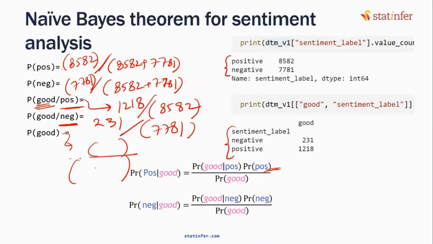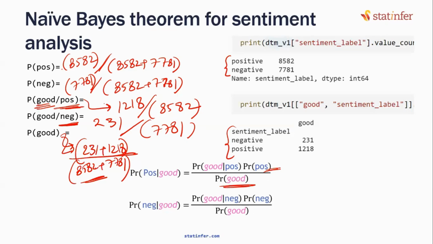So tell me the denominator first. Overall good. I don't care positive or negative. Previously you told me given positive, good, and given negative, good. Now don't give anything. Full data. Full data means what? 8582 plus 7781. And how many times has good appeared in the overall data? Favorable cases are 231 plus 1218. Does that make sense? You have to think a little bit carefully here. Then we will realize this is the answer.